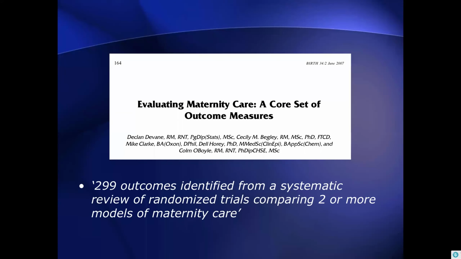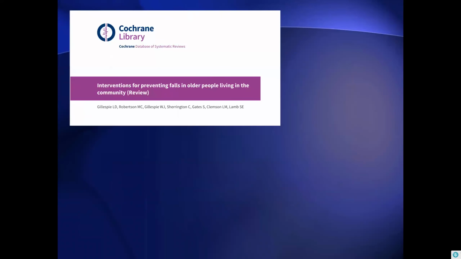Then moving on to some of the reviews and synthesis of evidence. Some of these examples I'm going to go through now are taken from the Cochrane library, and they're taken from reviews that are highly accessed and highly cited, for fairly obvious reasons when you see the titles of some of them. So, interventions preventing falls in older people living in the community.